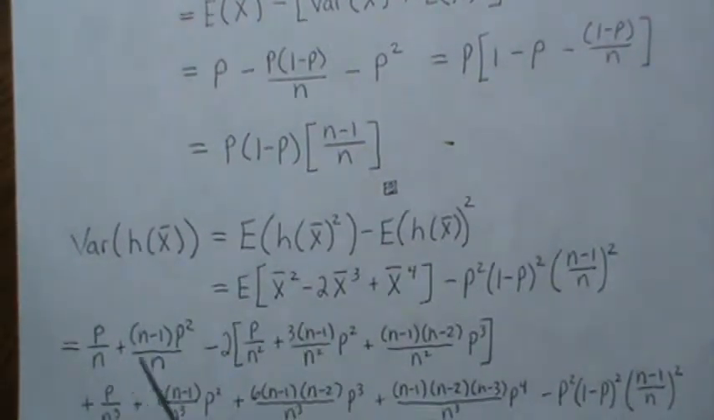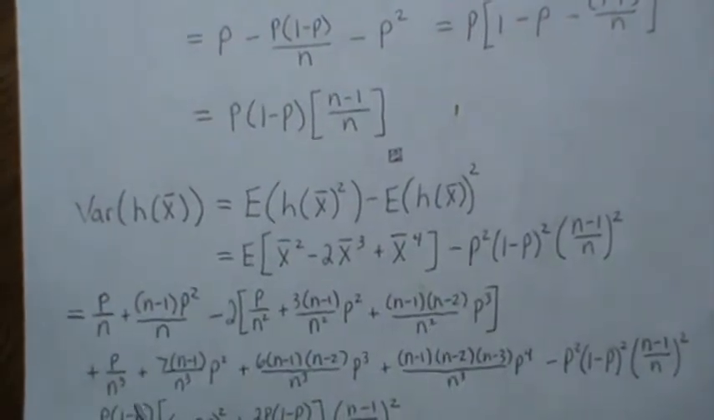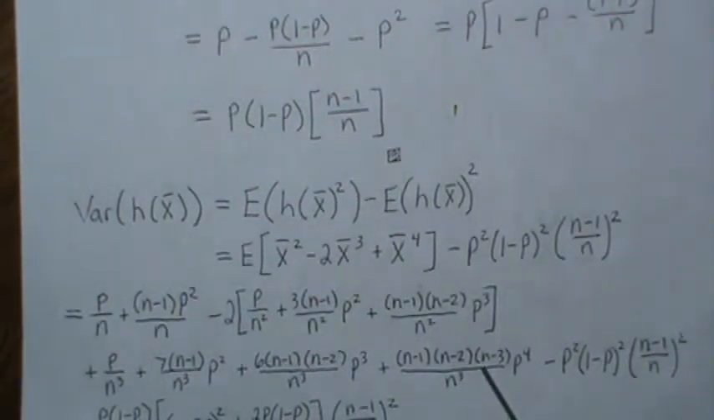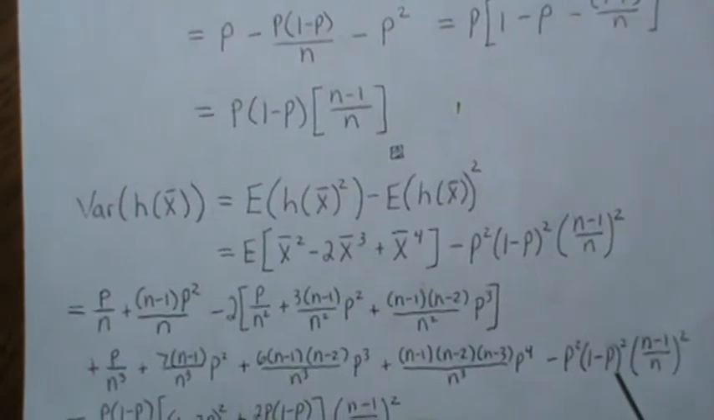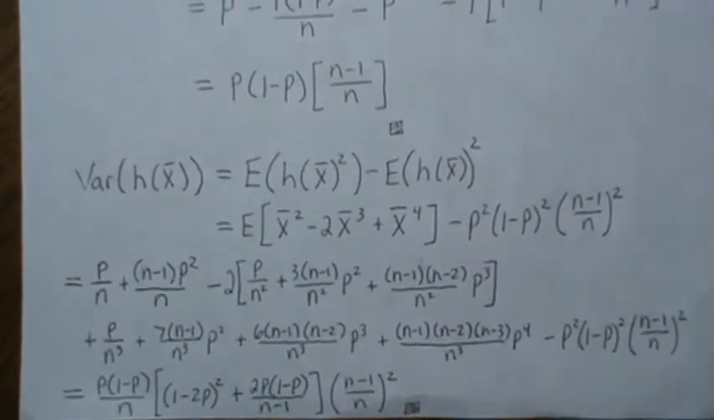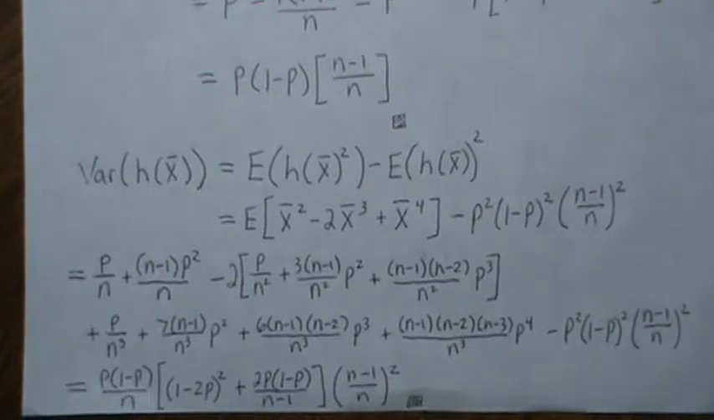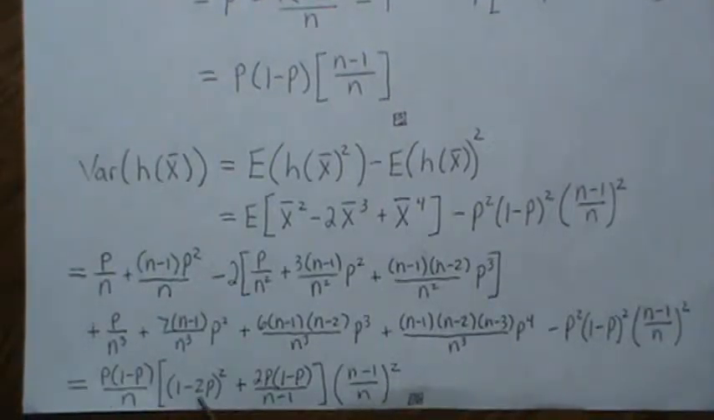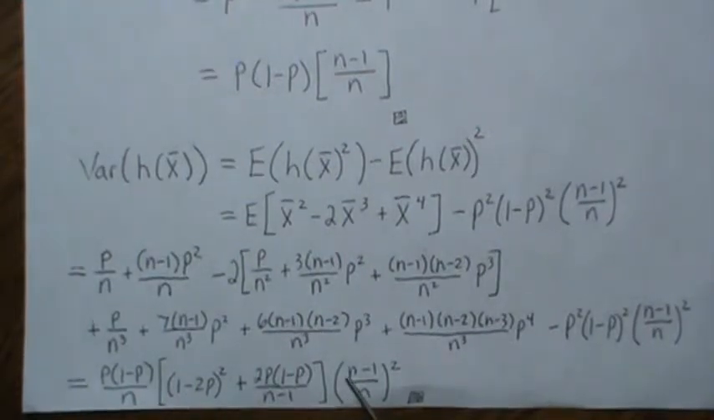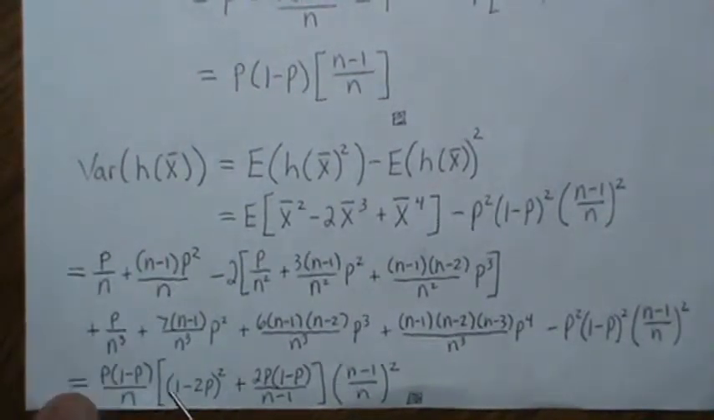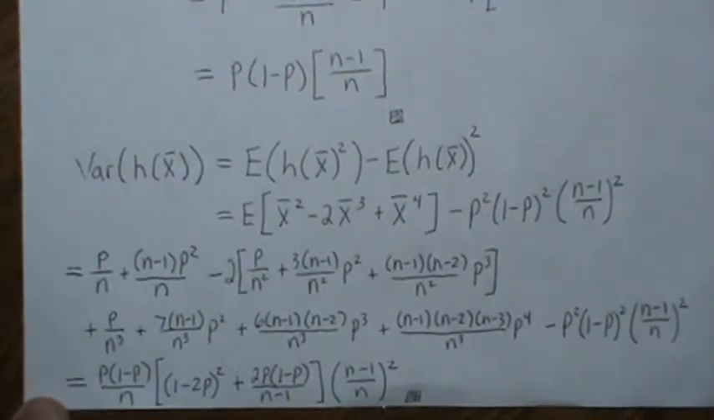So this is this piece, and then it's minus 2 times the expected value of x bar cubed, which is this. And then we have the expected value of x bar to the fourth, which is this. And then we have minus this. Then I simplified it and factored it in Maxima to find this piece right here. So this is the exact variance of h of x bar.